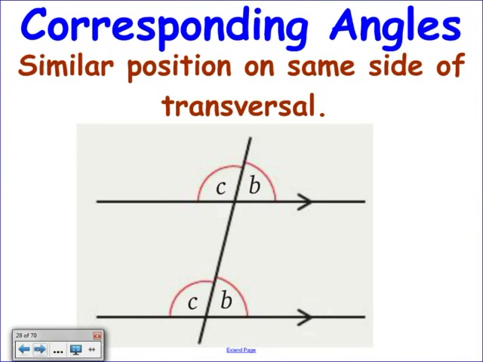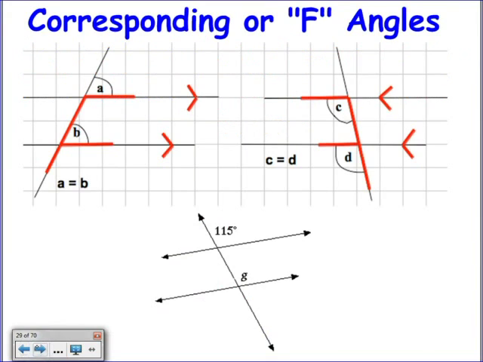Okay, corresponding angles. Here, when we look at our transversal, they correspond, they're on the same side as the transversal. So angle B is the same as angle B, angle C is the same as angle C. What letter do you think that is? It's called the F angle. It's saying that this angle here is the same as that angle there. They're on the same side as the transversal.